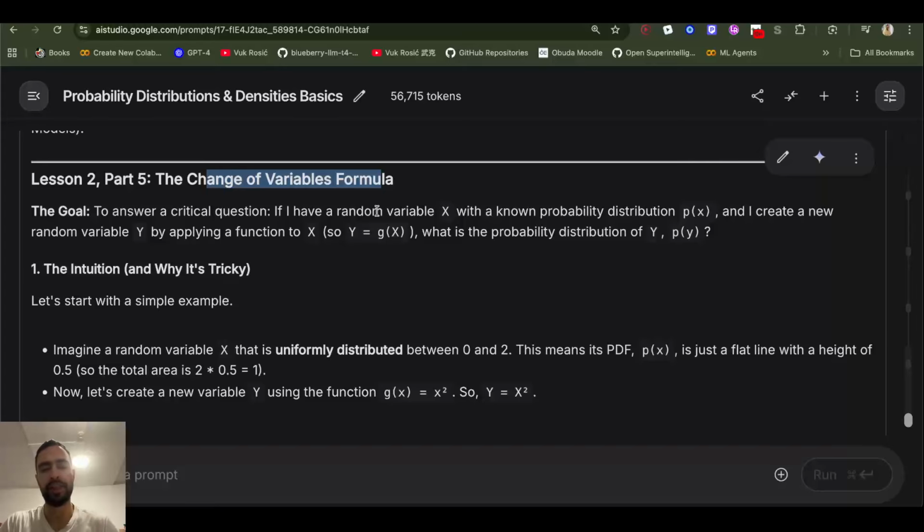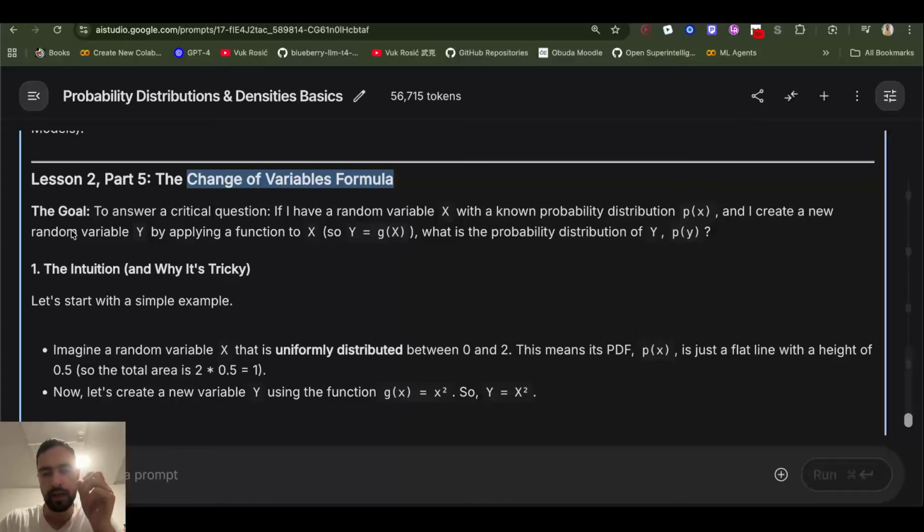Next, the last thing for this video, very important, the change of variables formula. So the goal of this is to answer a critical question. Let's say we have a random variable x, and we're going to denote random variables with a capital letter, by the way. And let's say we know its probability distribution, let it be p of x.